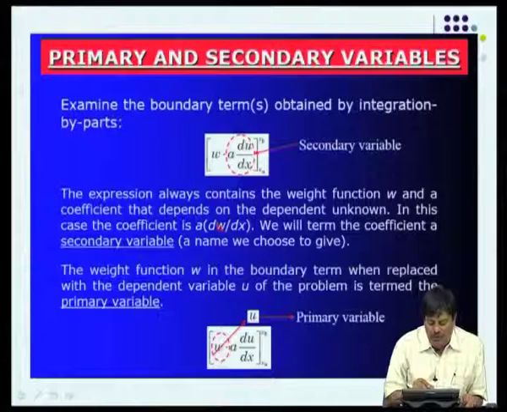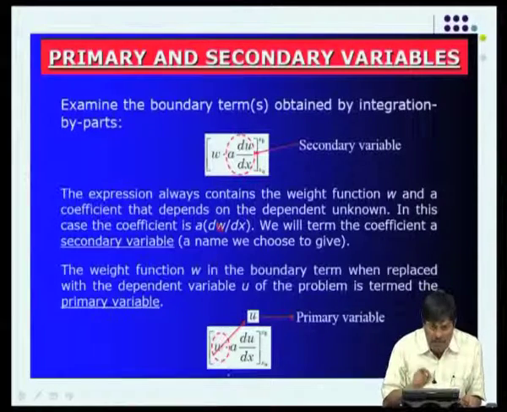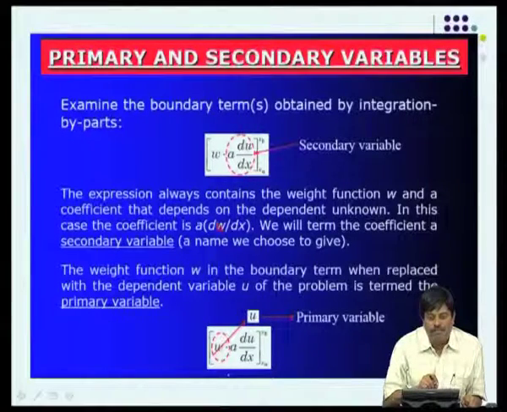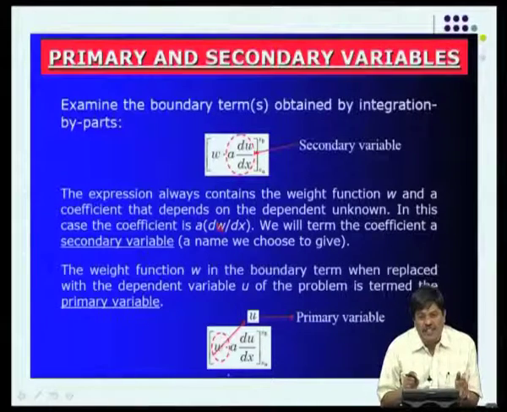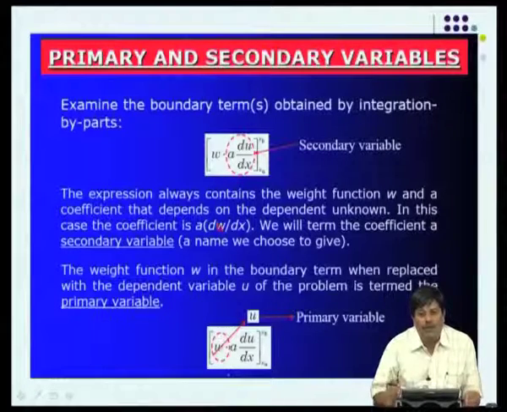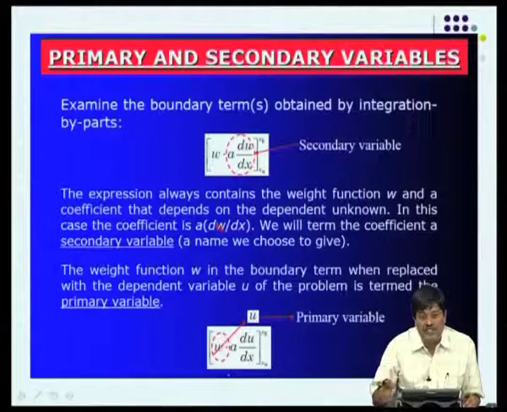The weight function w in the boundary term, when replaced with the dependent variable u, becomes the primary variable. So, you see that the boundary term contains both the primary variable and the secondary variable, which is a derivative of the primary variable. It is very necessary to understand the primary and the secondary variable, because these form the boundary value problem, for which we need to satisfy our assumed solution exactly. We said that the fundamental principle on which FEM is based is how we satisfy this equation and the boundary conditions exactly.